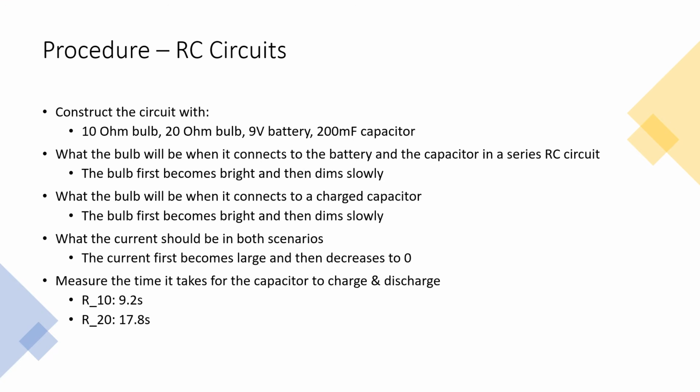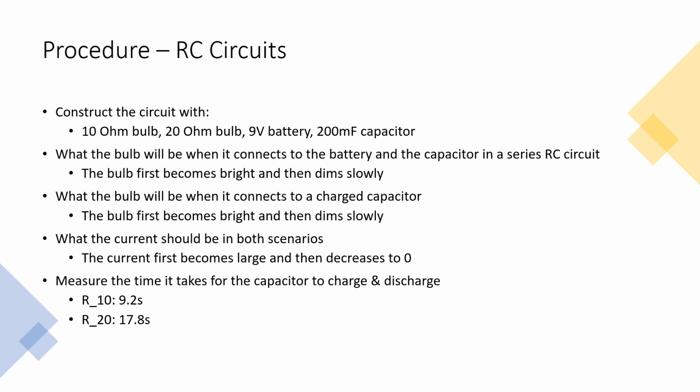For the experiment procedure in RC circuits, first we need to construct the circuit with a 10 ohm bulb, a 20 ohm bulb, a 9 volt battery, and a 200 millifarad capacitor. So what will the bulb do when it connects to the battery and capacitor in a series RC circuit? The bulb first becomes bright and then dims slowly.